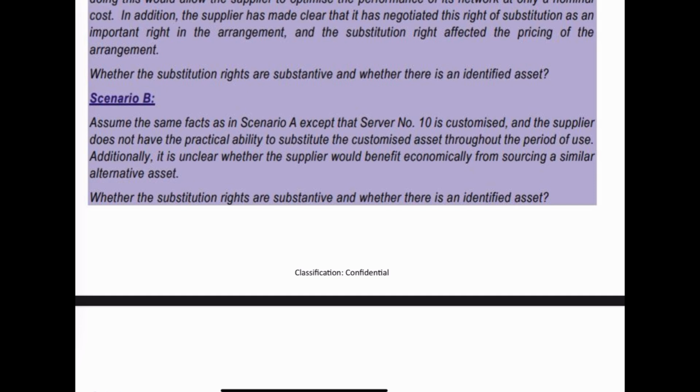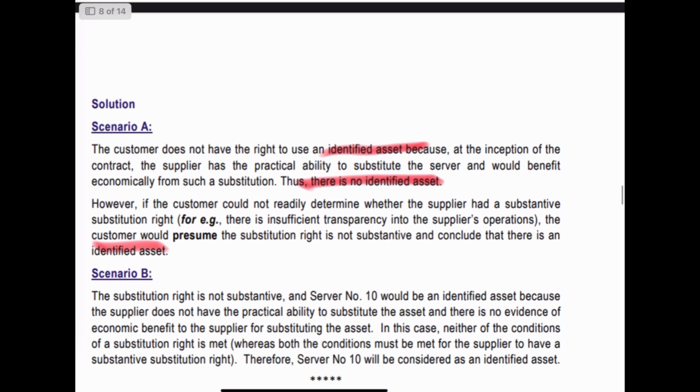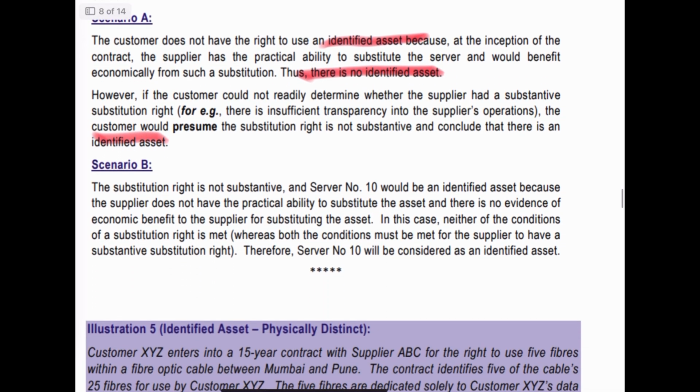In situation B, assume the same facts as in scenario A, except that server number 10 is customized. So it's a customized server, and the supplier does not have the practical ability to substitute the customized asset throughout the period of use. It cannot be done without incurring additional cost. The substitution cannot happen. Additionally, it is unclear whether the supplier would benefit economically from doing that substitution. So in that case, there is no substitution right, so lease accounting should be followed.